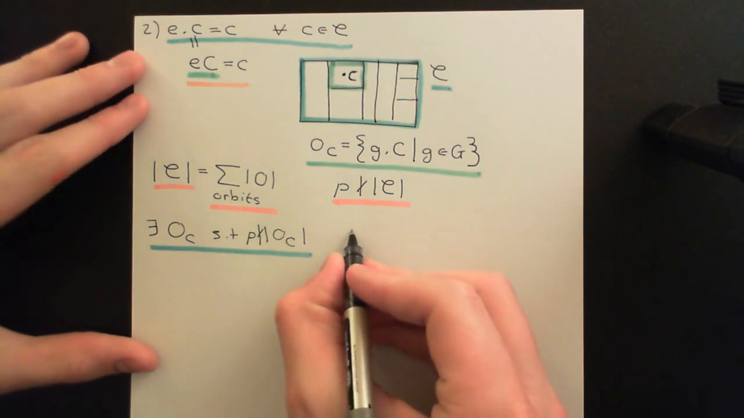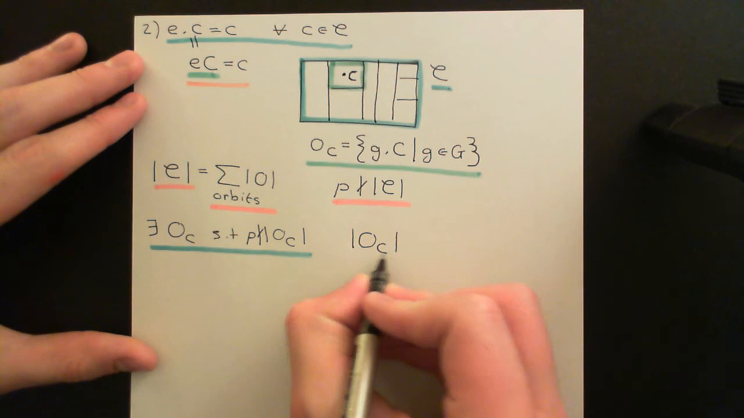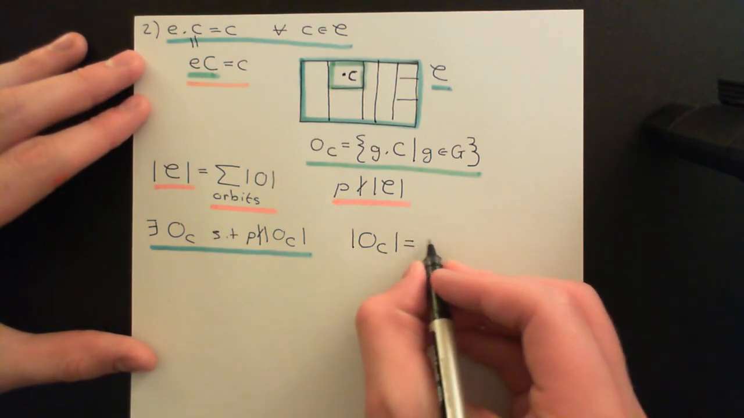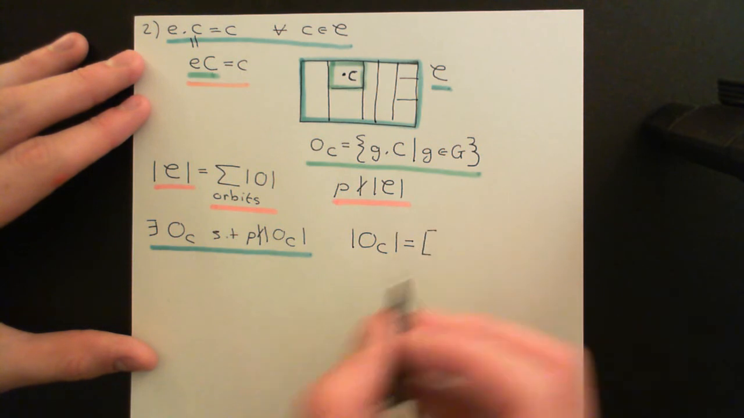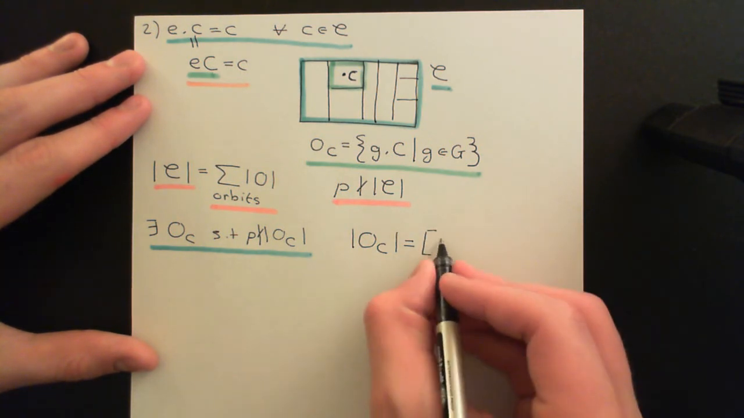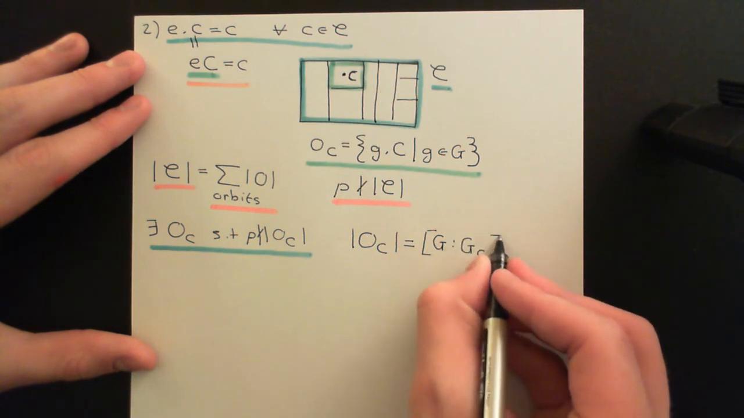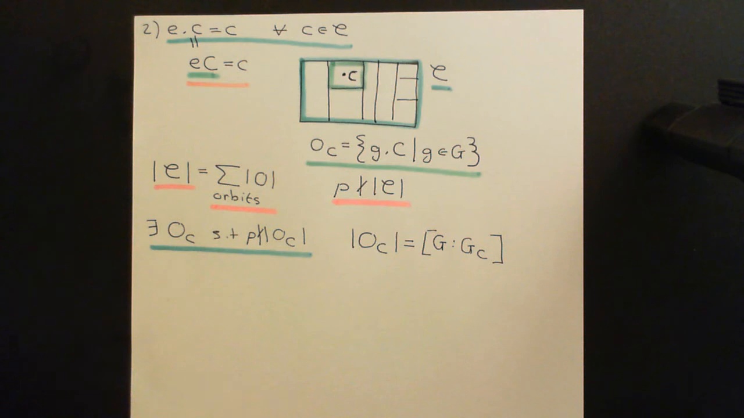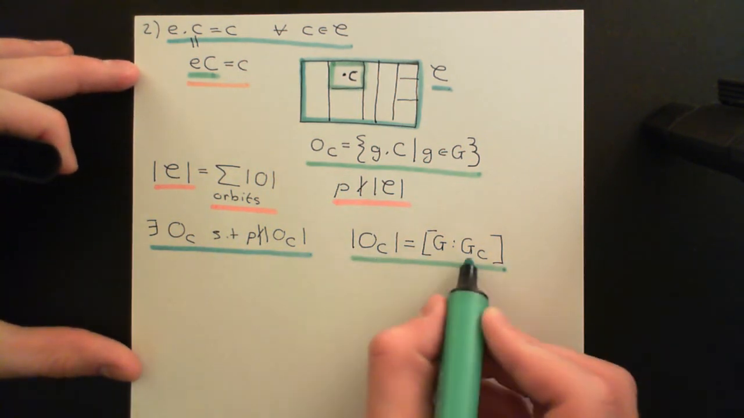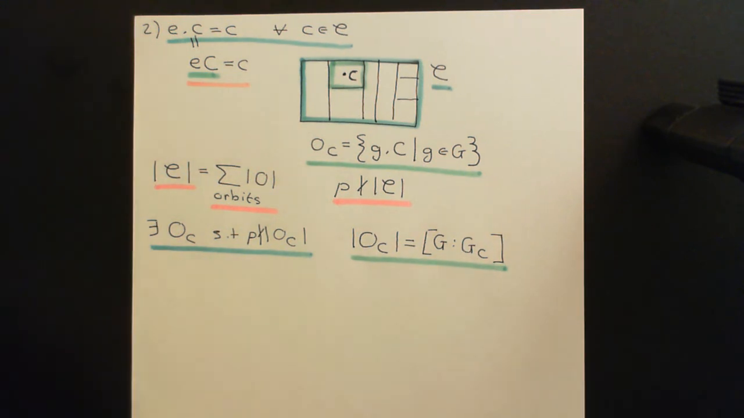Remember the orbit stabilizer theorem says that the orbit of an element of our set, and the element of our set is curly C here, is going to be equal to the number of left cosets of the stabilizer of C in the group capital G, which is called the index of the stabilizer of capital C in G. Remember the elements of the orbit can be put in bijective correspondence with the left cosets of the stabilizer, basically.